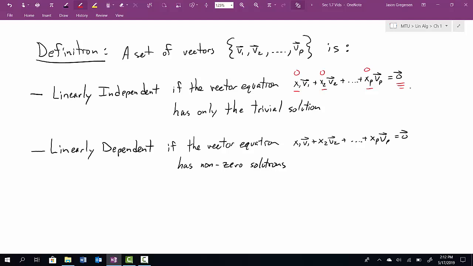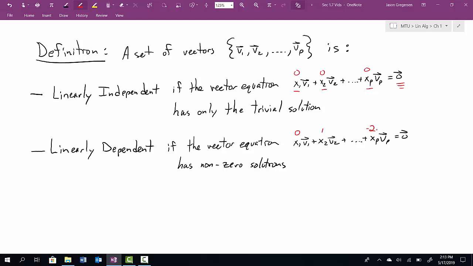And then for linearly dependent, it's if we have other solutions than the trivial solution. Okay, so I know once again that if I use all zeros, that is a solution. But if there's another set of solutions, maybe there's 0 of v1, but there's 1 of v2 and negative 2 of vp. If that satisfies the equation, right, if there's another solution other than the trivial solution, then that set of vectors would be linearly dependent.